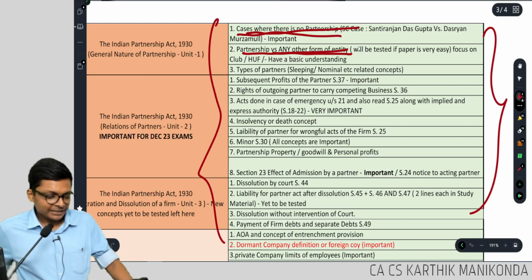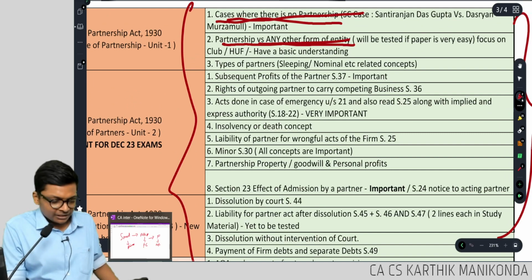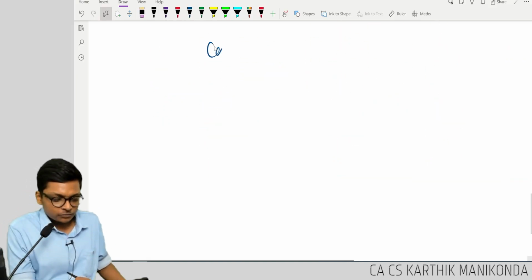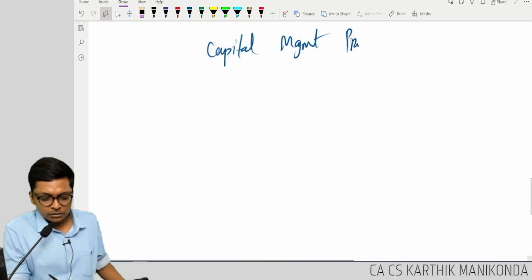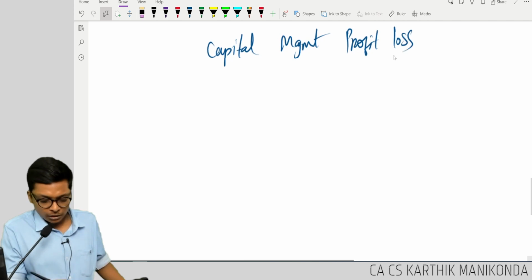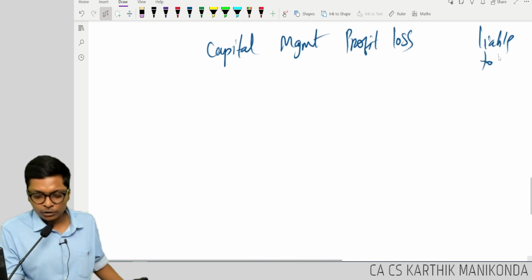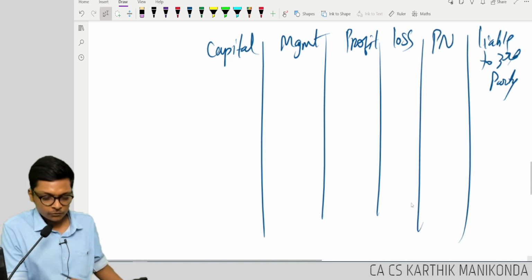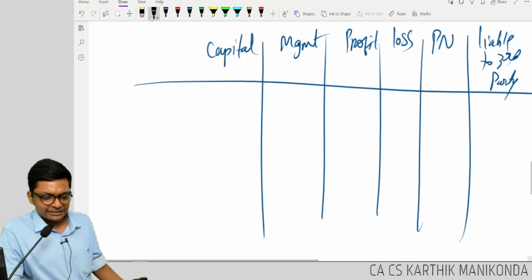The rest you go through. Next, types of partners. We have types of partners. I'll just prepare a small table to understand types of partners: capital, management, profit, loss, liable to third party, public notice. Okay, I'm just giving a small table, guys.